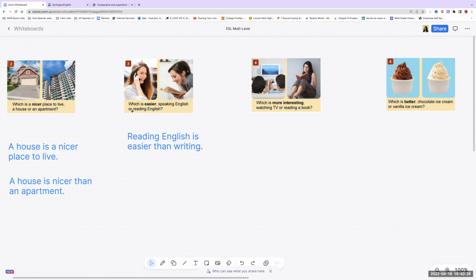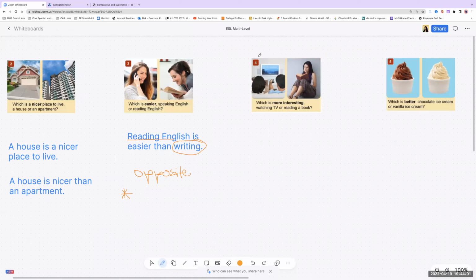So again, look at this, the question, which is easier, speaking English or reading English? So here, reading English is easier than writing. You can practice, okay? And if you're going to practice, you can go ahead and do the opposite. So this is for you to be able to practice. So instead of saying reading, maybe you want to say writing. Writing is easier. If you want to, please practice and put your example below.